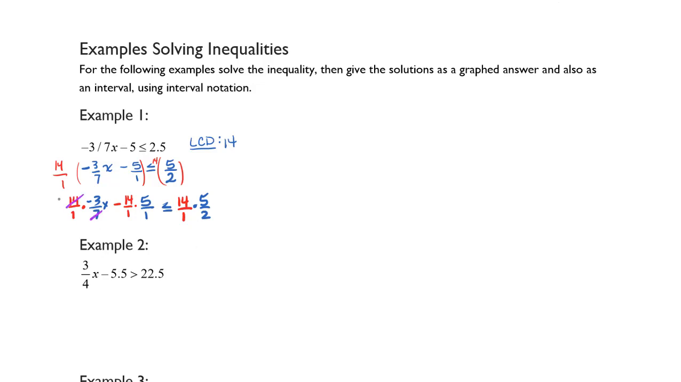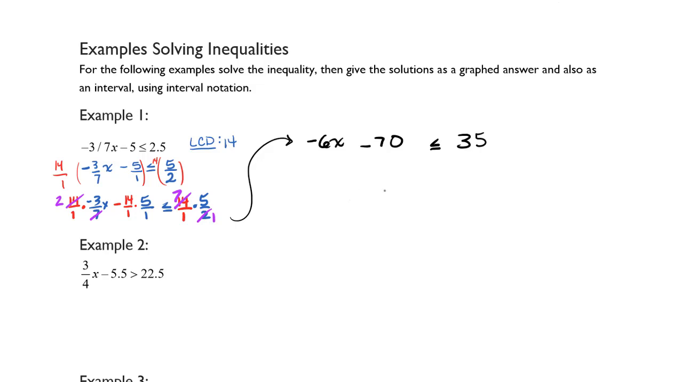7 and 14 divide, and I'm left with 2 over 1, and then 2 is in the numerator. 14 over 1 times 5 over 1, that's just a straight multiplication in the numerator. And the 14 and the 2 divide, and I'm left with 7 in the numerator and 1 in the denominator. Let's go ahead and rewrite this. This is an equivalent inequality where we have 2 times negative 3x, so that would be negative 6x. 14 times 5 will be 70, and it'll be negative, less than or equal to 5 times 7 is 35.